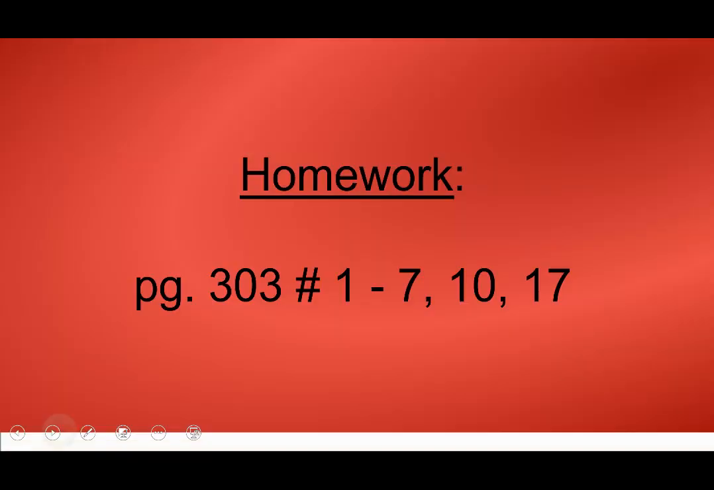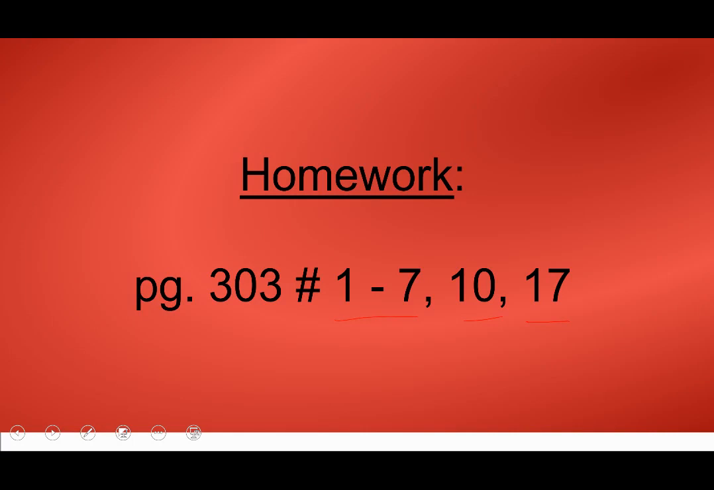Again, this is just a quick review of quadratic relationships. And then your work for the rest of the week is just on page 303, 1 to 7, 10, and 17. Not a whole lot there, and several days to do it. I hope you can get it done. You don't have to think about math over the weekend.